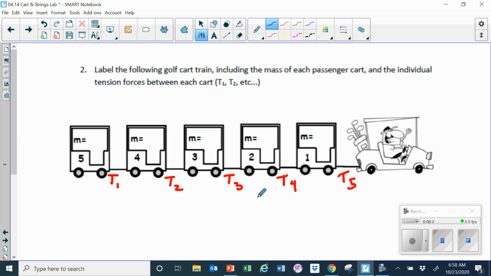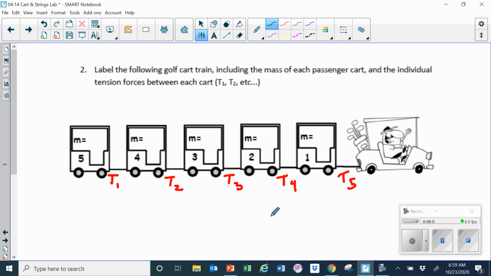Remember, your objective in this lab is to find out what the tension is at each one of these couplings, and then use that to determine the appropriate bracket to buy. Select the most appropriate bracket, get the cost for that bracket, and then add the costs together so that you can get the most inexpensive set of brackets that you would need in order to run this train. At the end of the day, you're going to need 5 brackets, T1, T2, and so forth.